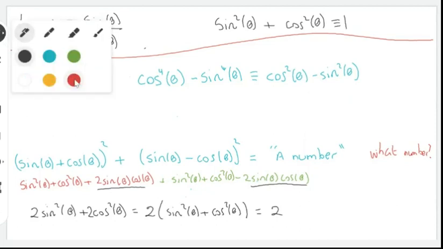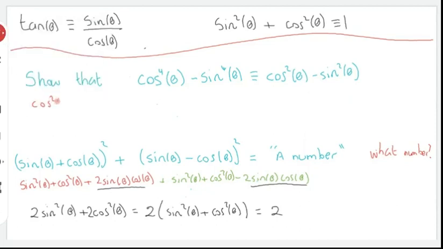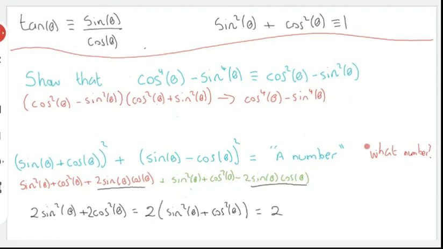Indeed. So if we take this first expression, we times it by 1, but our special expression for 1 is going to be this. Then this is what we call the difference of two squares. And that becomes cos to the 4 theta minus sine to the 4 theta. Nice.